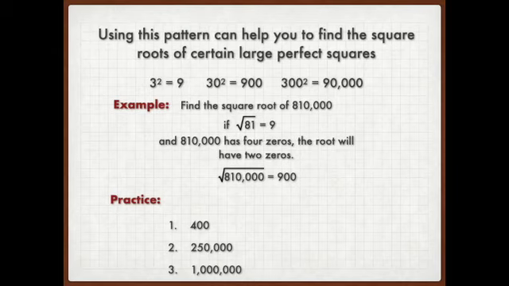Let's take a look at number 2. The square root of 25 is 5. The half of those zeros, there's 4 zeros, would be 2 zeros. So it would be 500.